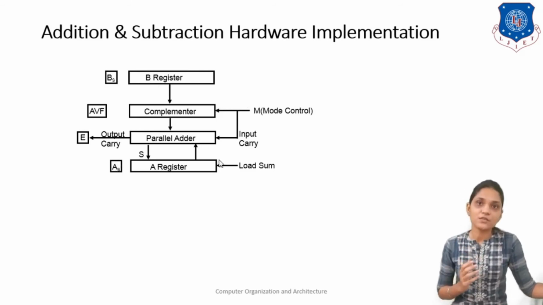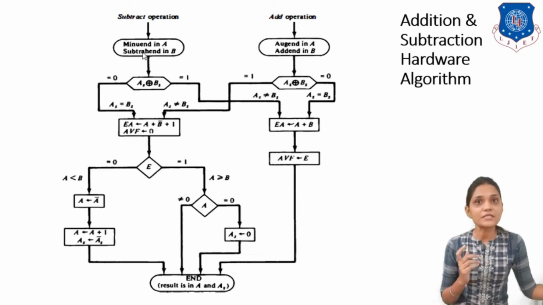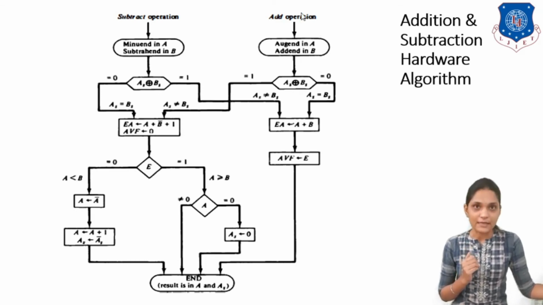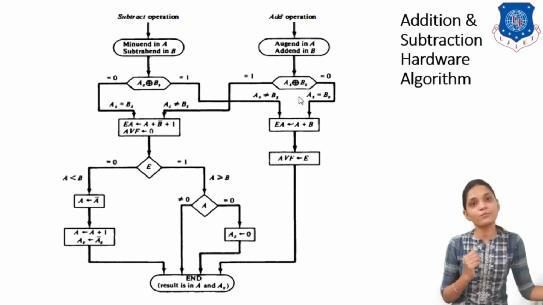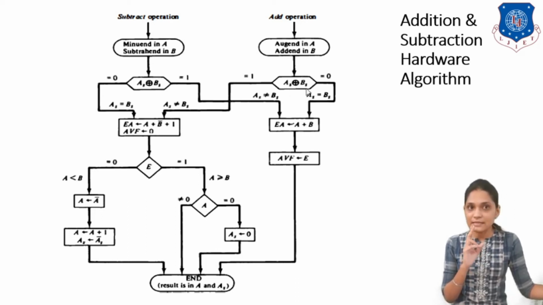For the operation we can use this kind of flow chart. Here for subtraction operation we have minuend in the A register, subtrahend in the B register, and for addition operation we have augend in the A register and addend in the B register. We have to check for the sign. If your addition operation is there and both numbers have the same sign, that means if you do AS XORing BS, both are the same, both are 1 1 or both are 0 0, that means the output of this XORing will be 0.